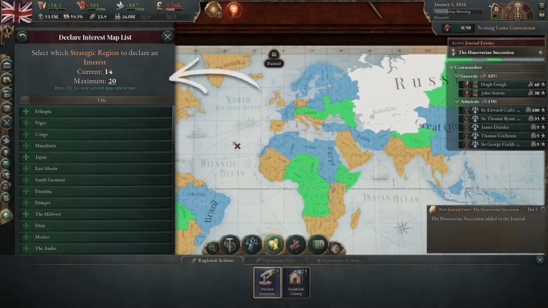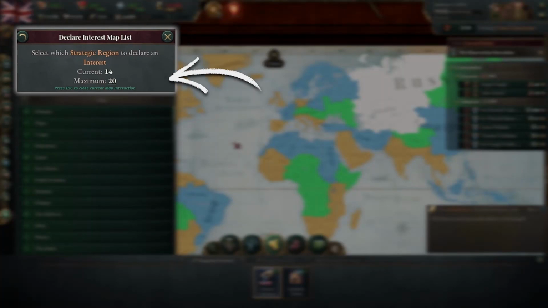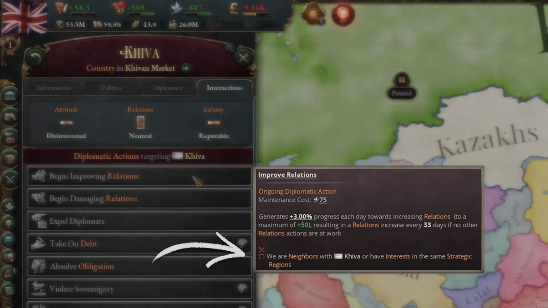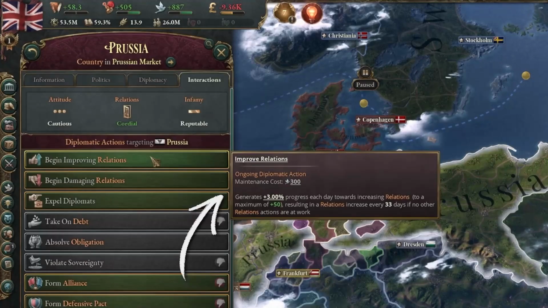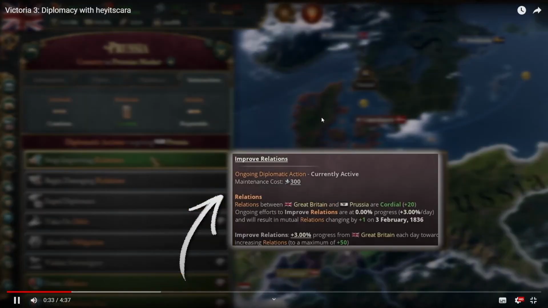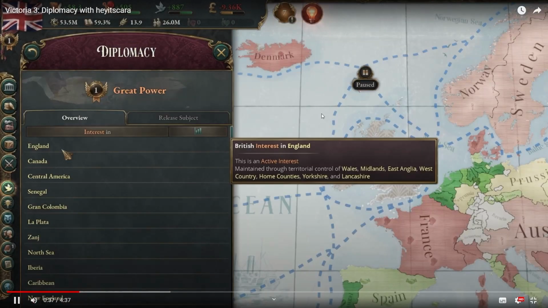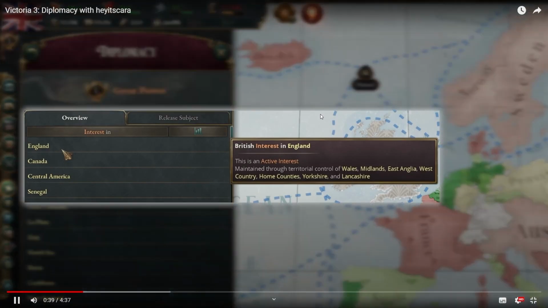To begin, it's important to understand interests. An interest defines a country's ability to interact with a country in a strategic region. Interests let your country diplomatically engage and trade with the countries within these regions. There are 2 types of interests, natural and declared. A natural interest is any strategic region that your country already has territory.